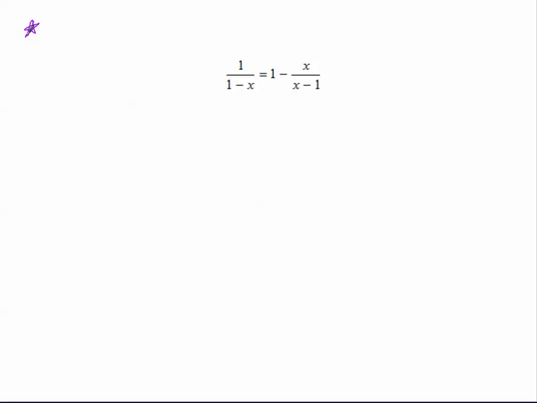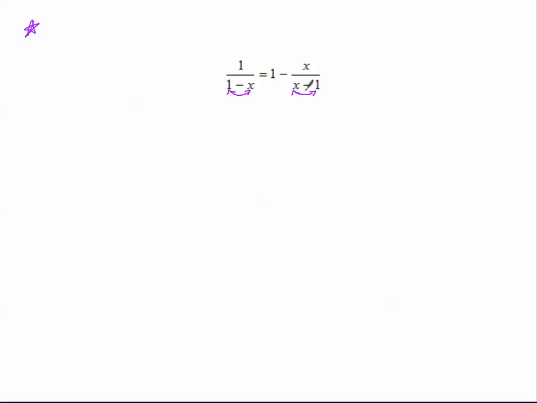Okay, so hopefully you paused it and you're thinking, what's the LCD? So you might be thinking the LCD is 1 minus x times x minus 1, okay? Well, you could certainly solve this problem that way and do the same thing that we've done. There's a little trick that you can do when your binomials are switched, when they're sort of flip-flopped. I have 1 minus x, I have x minus 1.